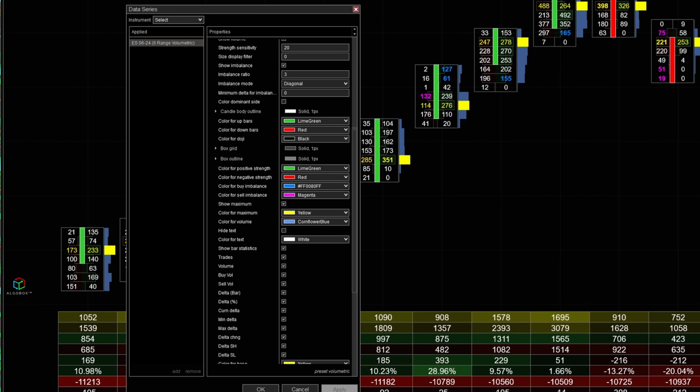We can see trades, volume, buy volume, sell volume, delta bar, delta percent, cumulative delta, minimum delta, max delta, delta change, and so on and so forth. So you guys get it. But to keep things very clean and very simple, we simply want to uncheck everything on here except for delta bar. Everything else, I'm going to uncheck.